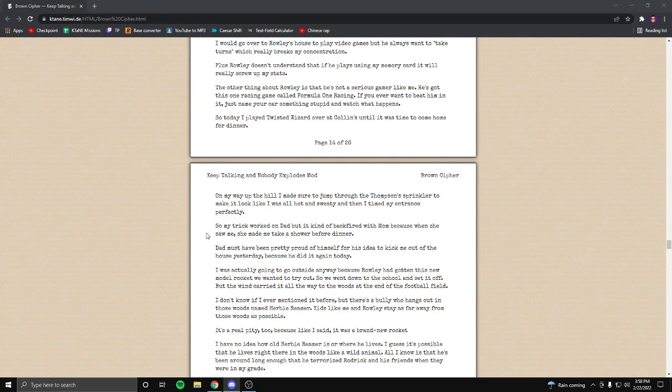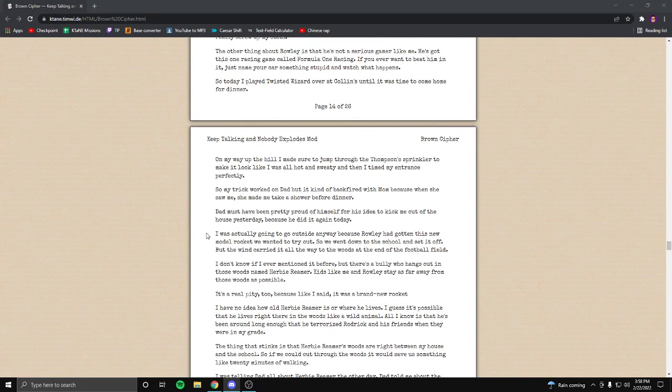Dad must have been pretty proud of himself for this idea to kick me out of the house yesterday, because he did it again today. I was actually going to go outside anyway because Riley had gotten this new model rocket we wanted to try out. So I went down to the school and set it off. But the wind carried it all the way to the woods at the end of the football field.